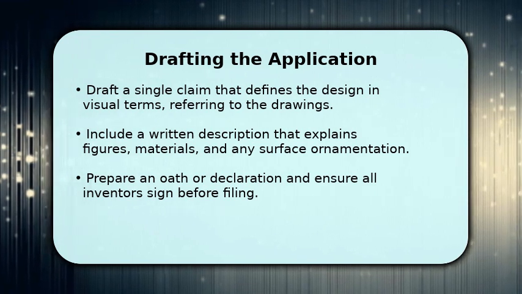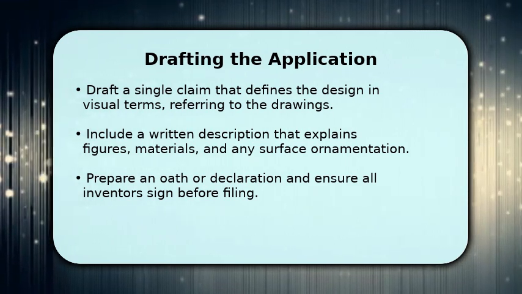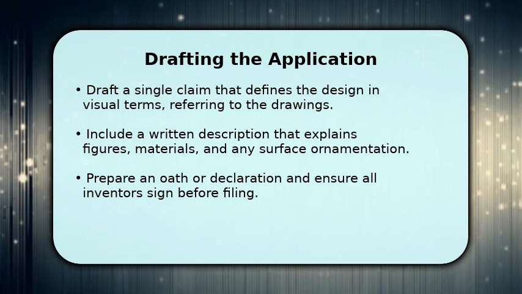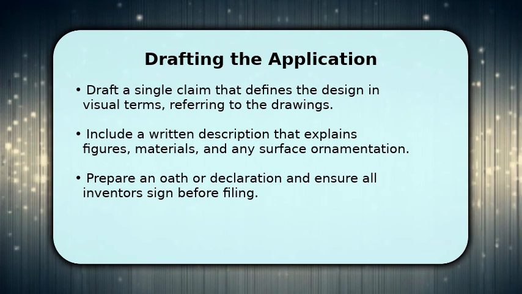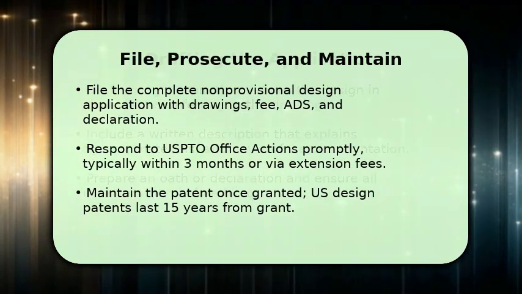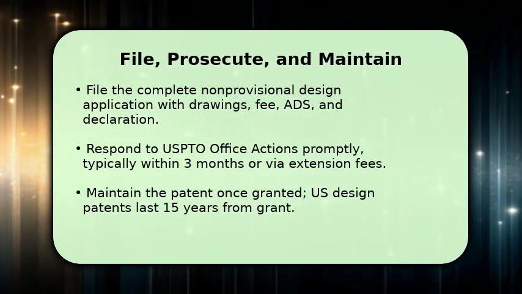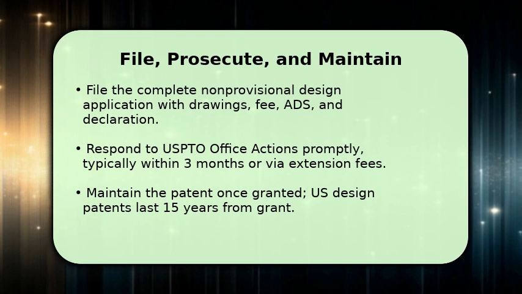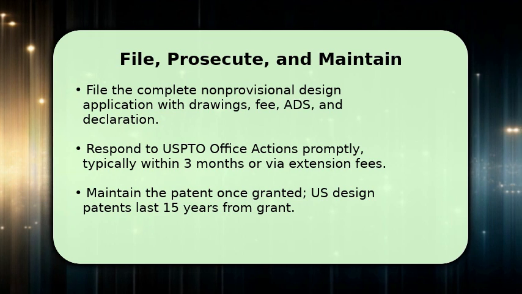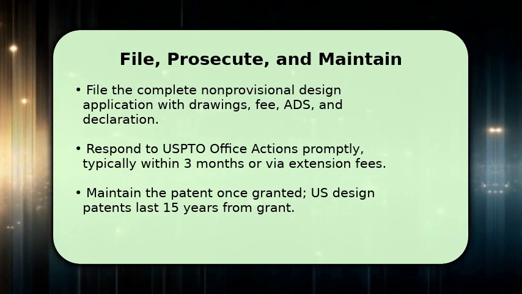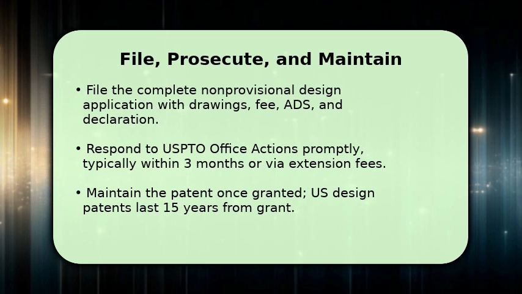Prepare and execute an inventor oath or declaration signed by each inventor. Include an application data sheet and any assignment documents to show current ownership at the time of filing. File the complete non-provisional design application at the USPTO with the required drawings, executed declaration, application data sheet, and correct filing fee. Keep electronic copies and note the filing receipt and application number.